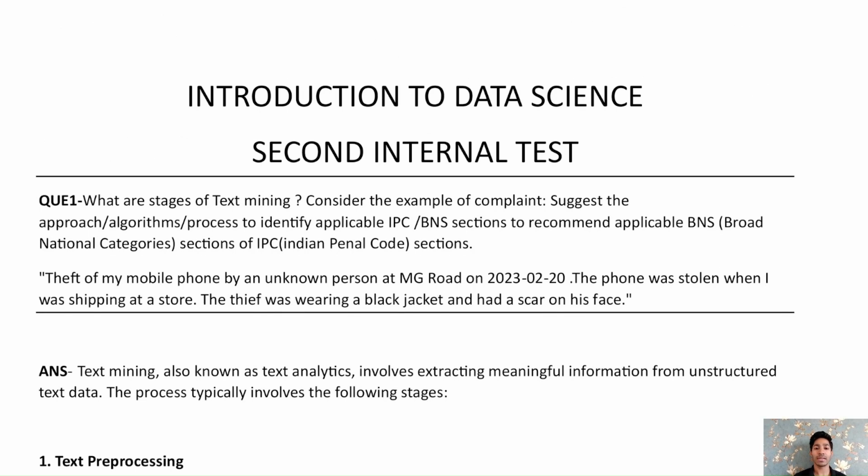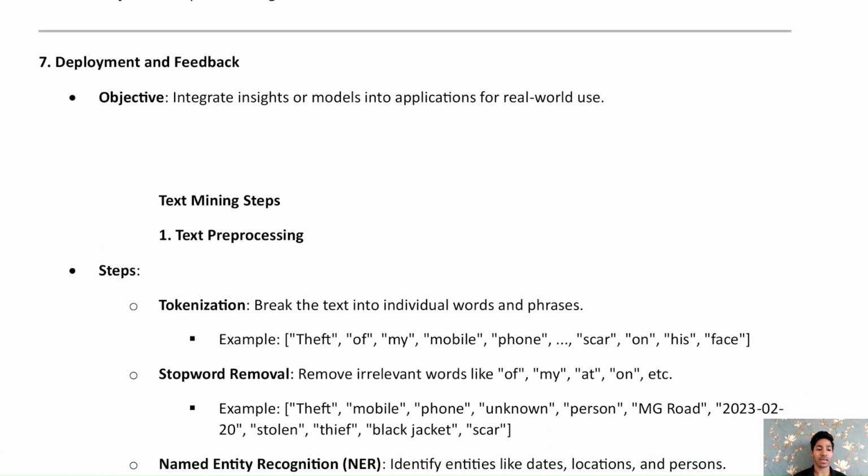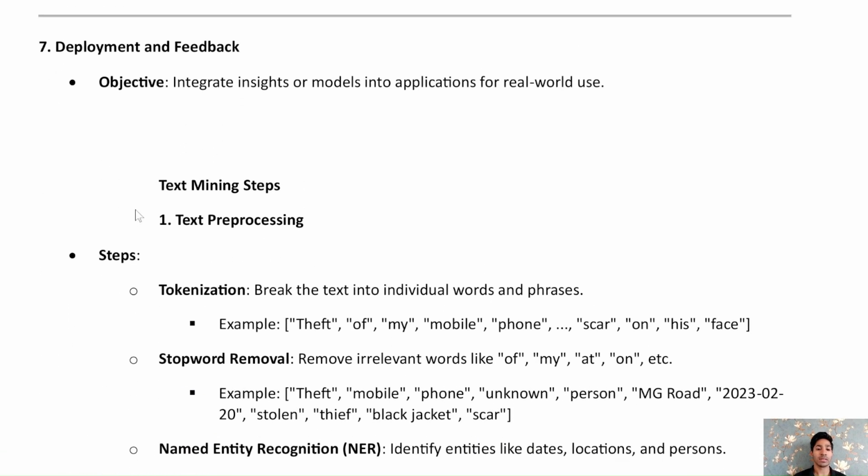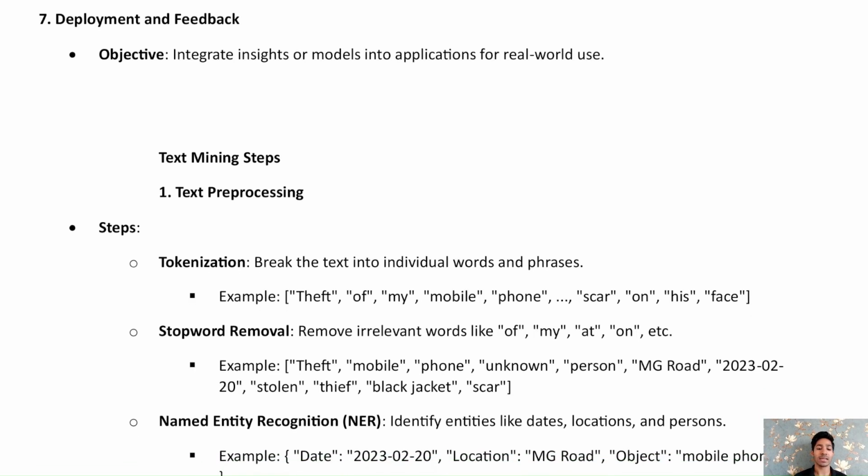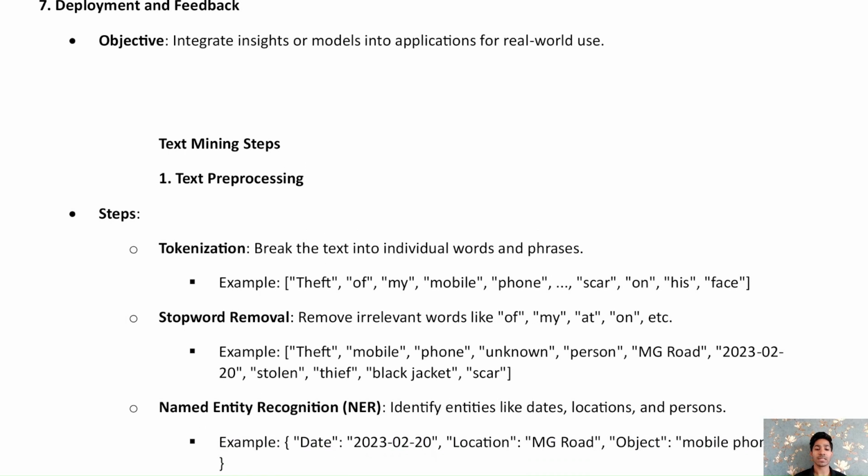We will be applying the text mining steps on this complaint, and it will be in the form of text preprocessing. In this, first we will perform tokenization and break the text into individual words and phrases. For example, theft of my phone. It is the complaint that was sent by the victim. And then we have stop word removal. In this, we will remove irrelevant words like of, my, at, on, etc. and keep only relevant data.